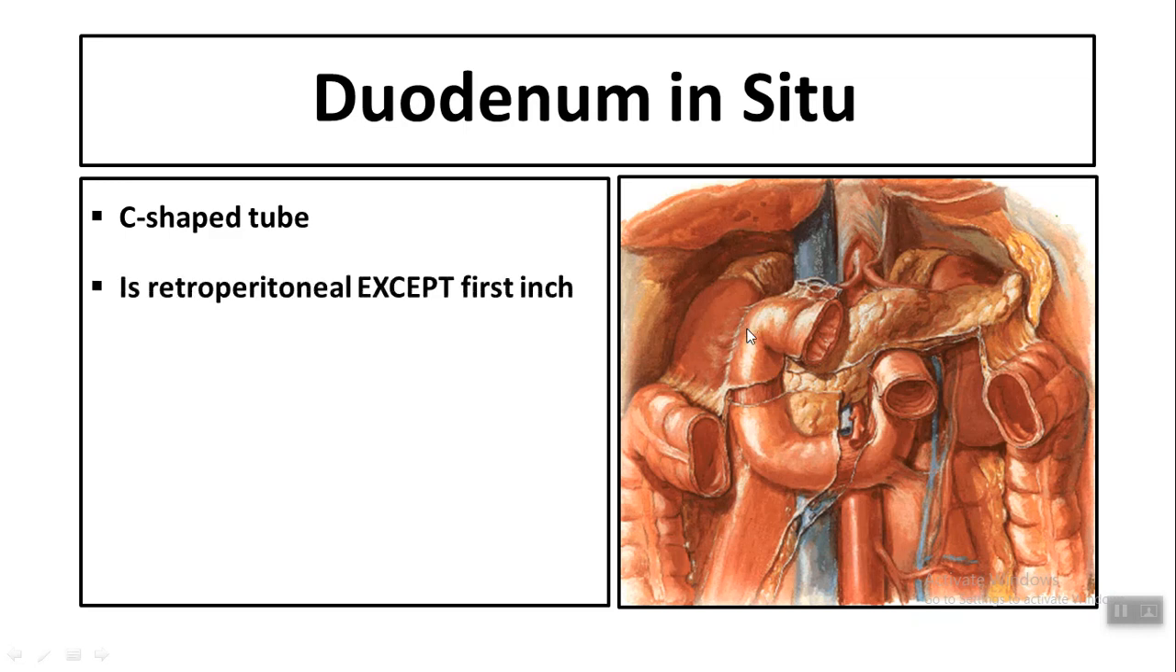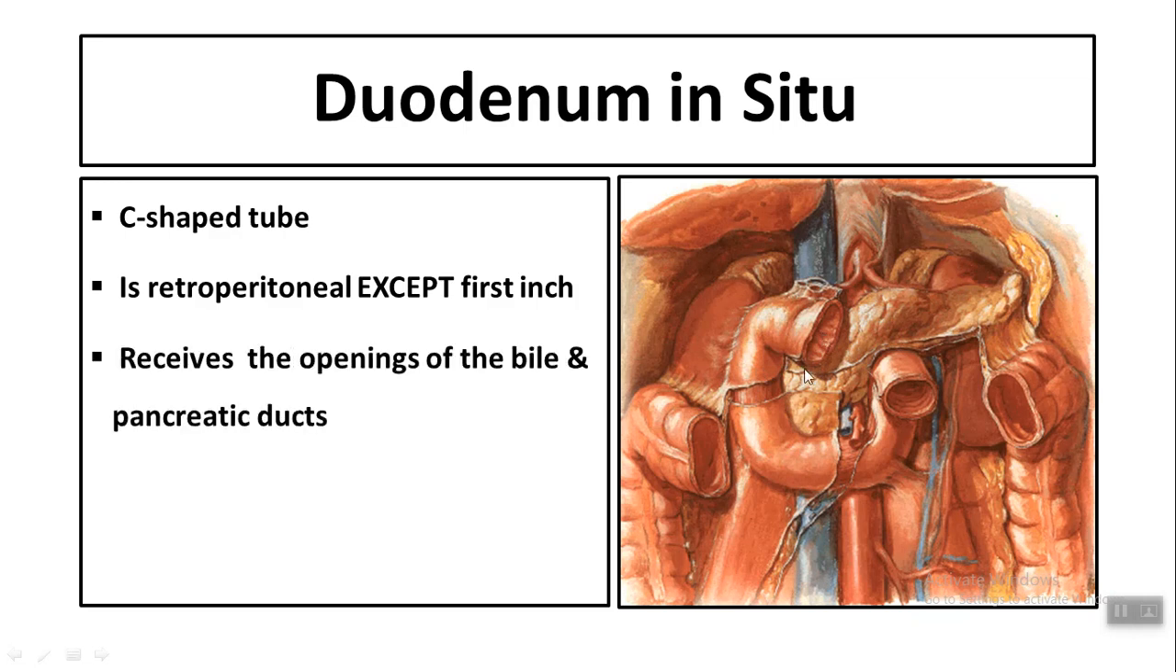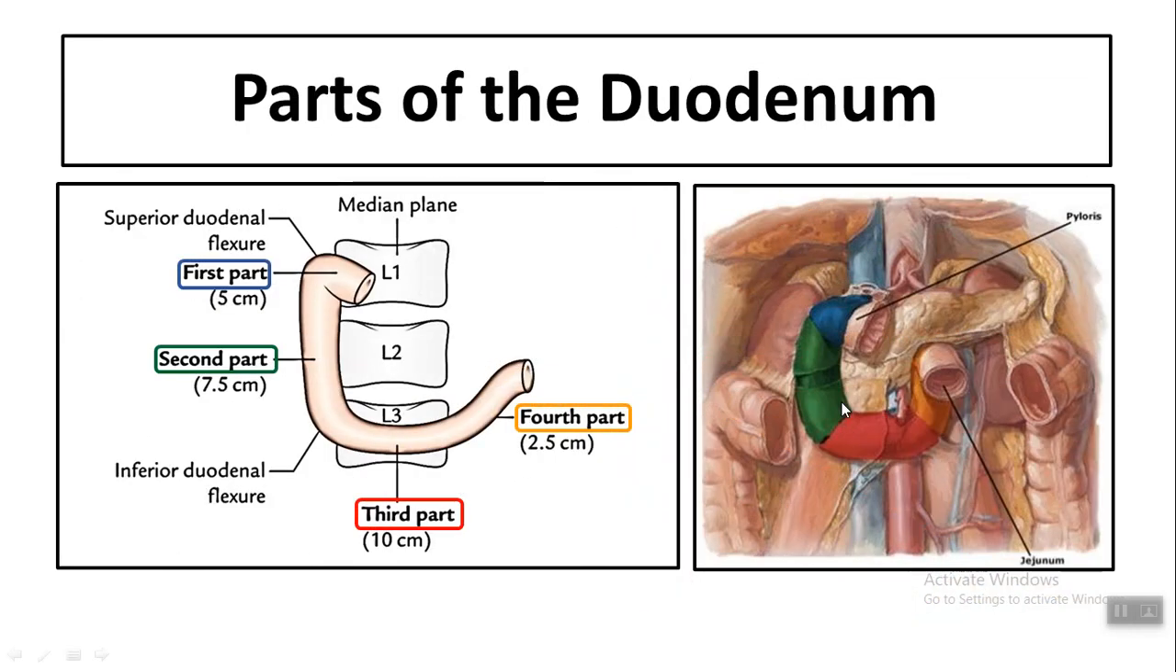It is retroperitoneal except its first inch, which is tethered to the posterior abdominal wall by the peritoneum. It is partially surrounded by the peritoneum except the first inch. It receives the opening of the bile and pancreatic duct in its second part, and it curves around the head of the pancreas. This is the head of the pancreas. This C-shaped tube will curve around the head of the pancreas.